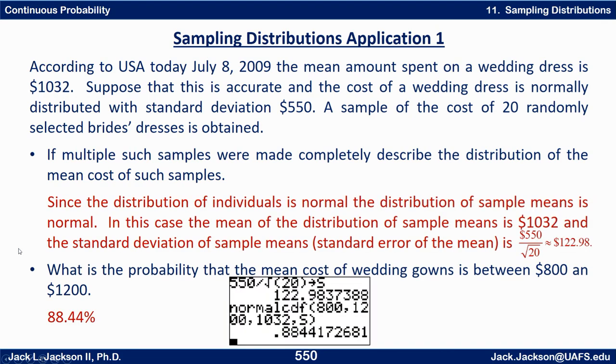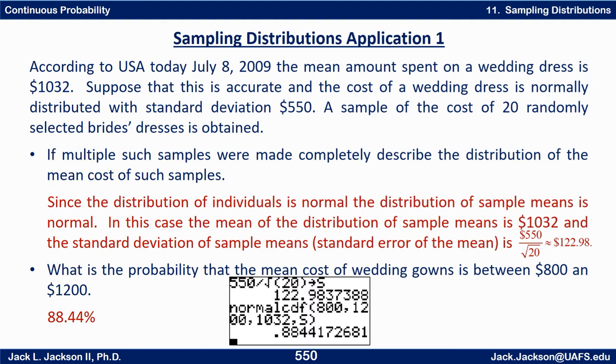Since the distribution of individual items, in this case wedding dress cost, is normal to begin with, or at least we're assuming it is, then the distribution of sample means is normal regardless of the sample size. And the mean of the distribution of sample means is the same as the mean of the individuals, which is $1,032. And the standard deviation of the sample means, also known as the standard error of the mean, is the standard deviation of the individuals divided by the square root of the sample size. So that's 550 over square root of 20, which is $122.98.